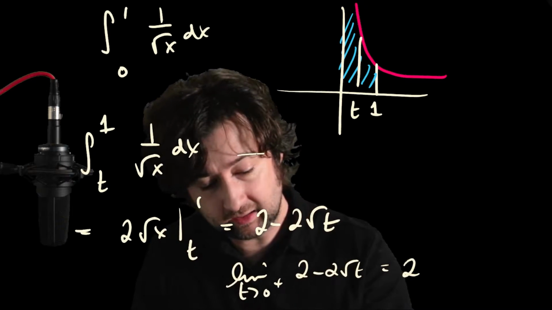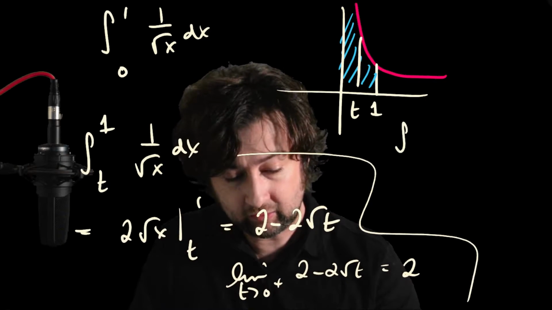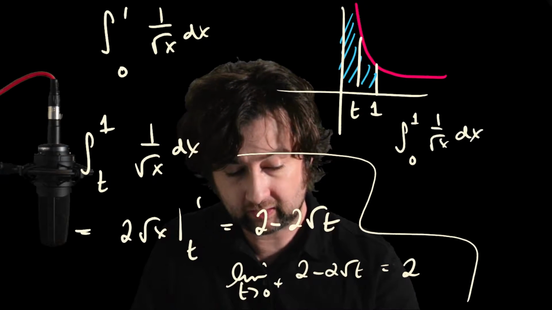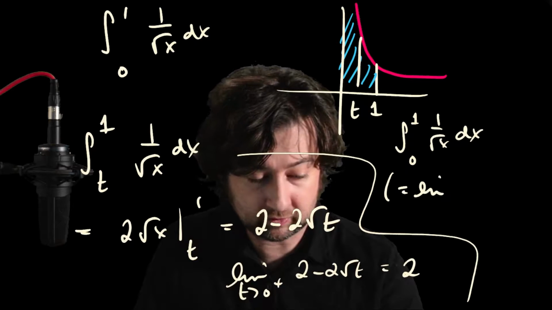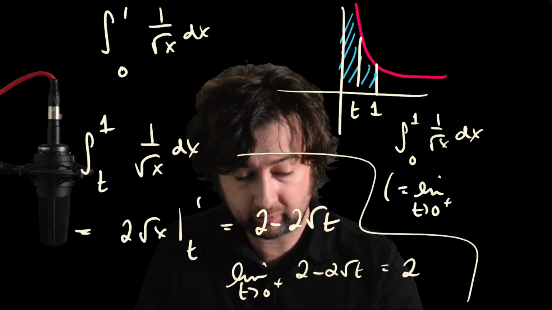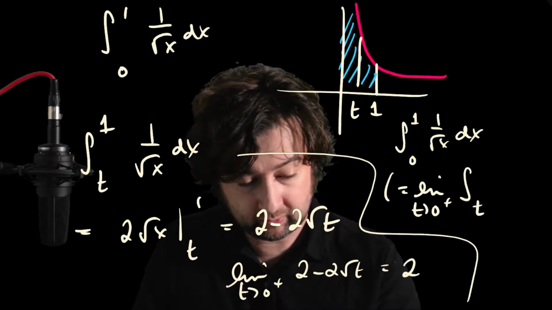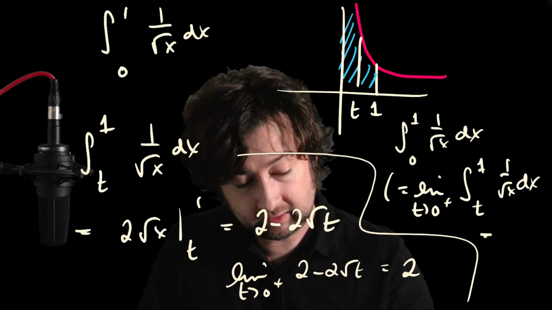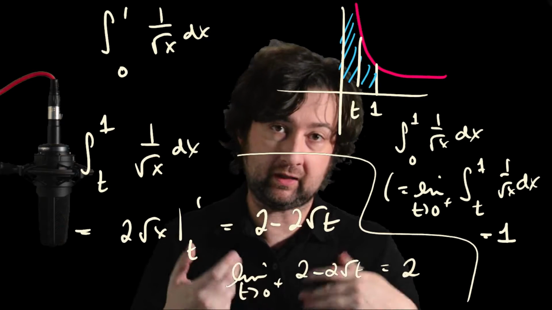And so what we say is that the integral from 0 to 1 of 1 over the square root of x dx, which is really secretly equal to the limit as t goes to 0 from the right of the integral from t to 1 of 1 over root x dx, is equal to 1. And so we say that that integral makes sense.